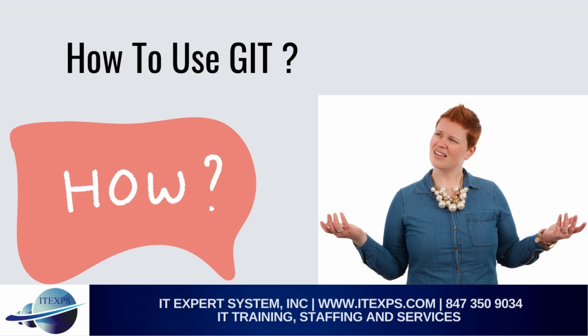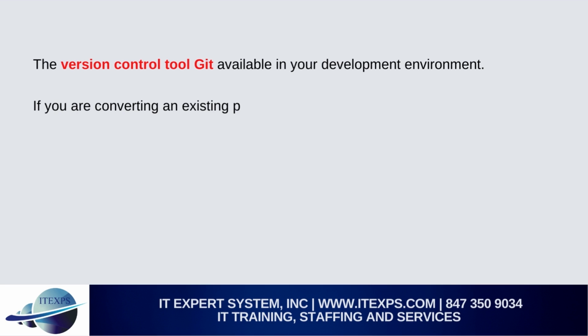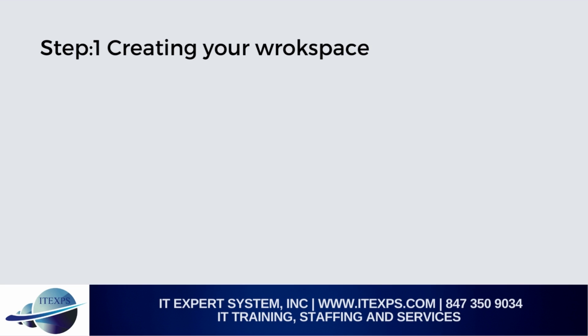How to use Git. The version control tool Git must be available in your development environment. If you are converting an existing project into a Git repository, you can proceed to Step 2. Step 1. Creating your workspace. Otherwise, you can begin by creating a new working directory.